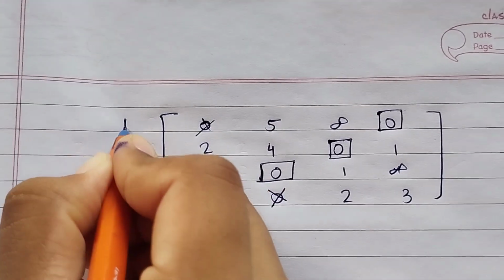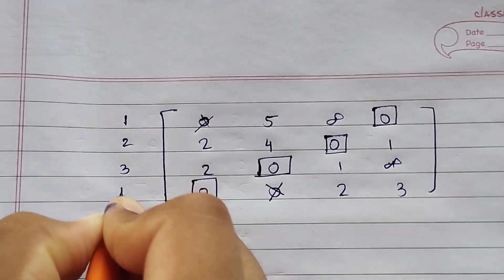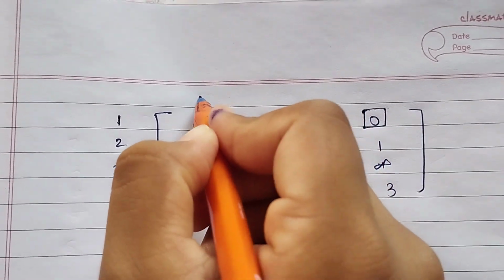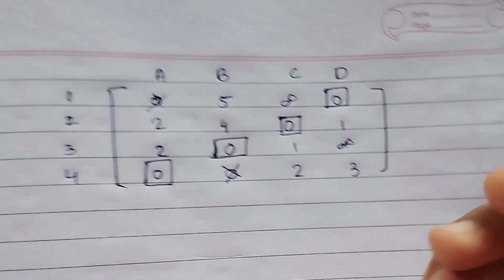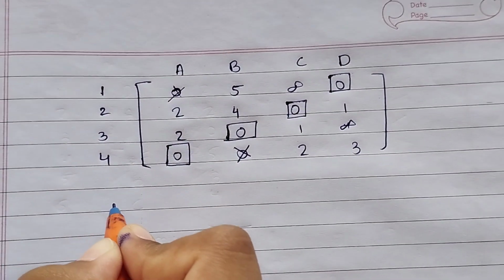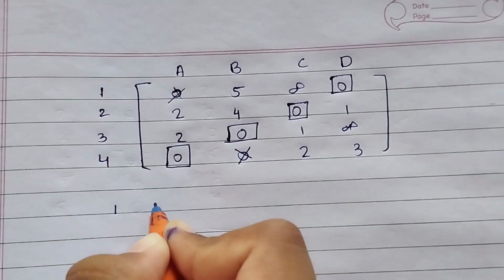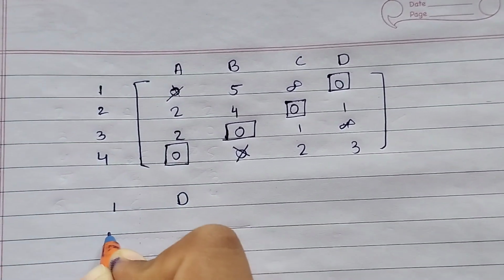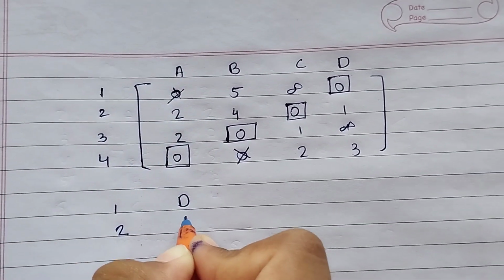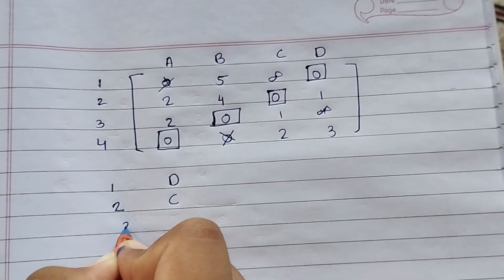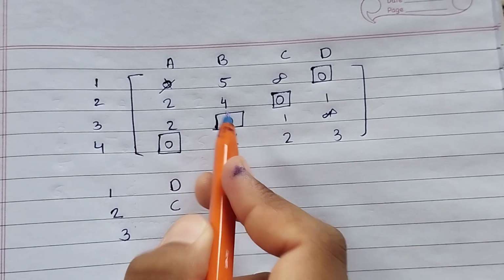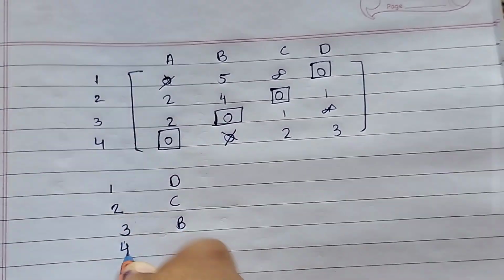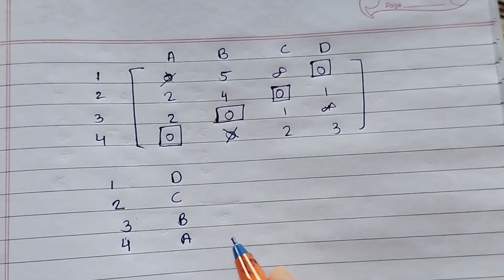So these are operators 1, 2, 3 and 4, and these are the machines A, B, C and D. So our schedule is: for operator 1, machine D; for operator 2, machine C; for operator 3, machine B, we can see here; and for operator 4, machine A is assigned.